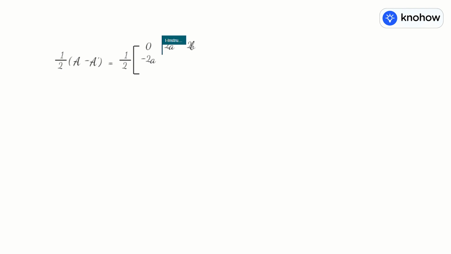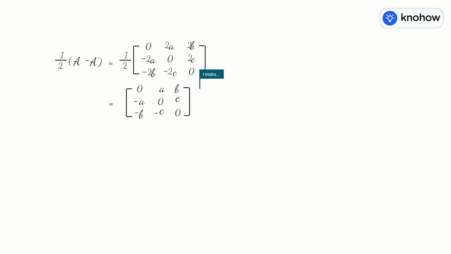You get minus 2a, 0, 2c, and minus 2b, minus 2c, 0, and multiplying each element by half, you get half A minus A dash equal to 0, a, b, minus a, 0, c, minus b, minus c, 0. So here we have worked out half A minus A dash.